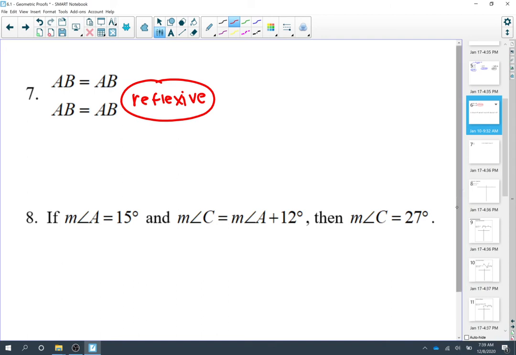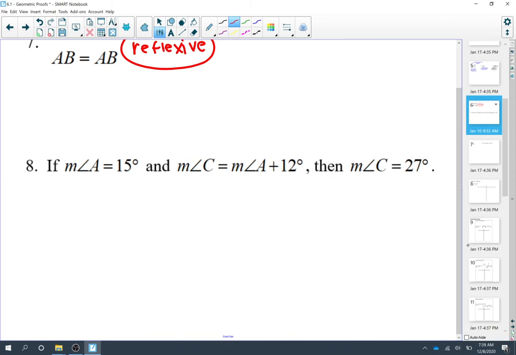Number 8, if the measure of angle A equals 15 degrees and the measure of angle C equals the measure of angle A plus 12, then I can say the measure of angle C equals 27. Pause your video, try this one. When you think you have it, come back. But this one is actually substitution.